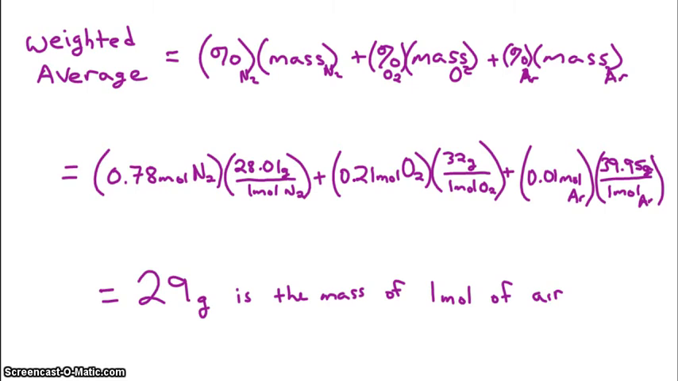To determine the molar mass of air, we need to perform a weighted average calculation. We're going to take the percent of nitrogen as a decimal times its mass, plus the percent of O2 as a decimal times its mass, plus the percent of argon as a decimal times argon's mass. Substituting in those values. Calculating. You'll then determine that 29 grams is the mass of 1 mole of air.